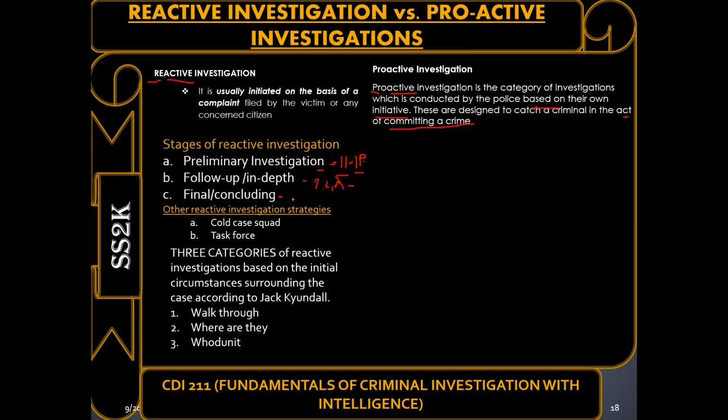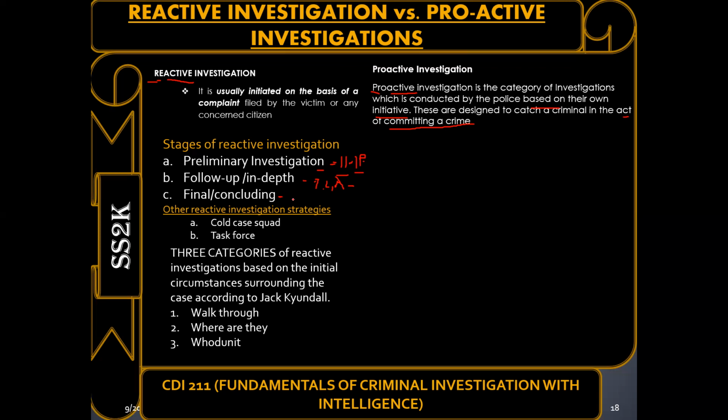We have three types: the walkthrough, where are they, and who done it. So according to Jack Cundall, there are three types of investigation based on initial circumstances of the case: walkthrough, where are they, and who done it.